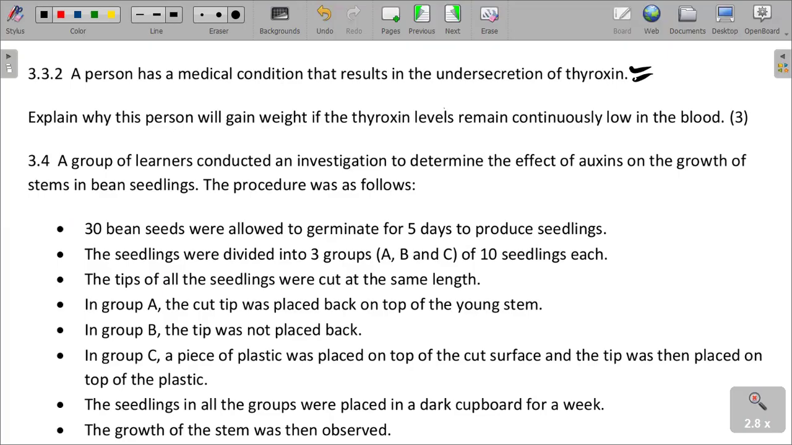So in this case, the rate of metabolism in the body decreases, and less glucose will be broken down, which is exactly what we need to talk about. We need to account for it in that regard.